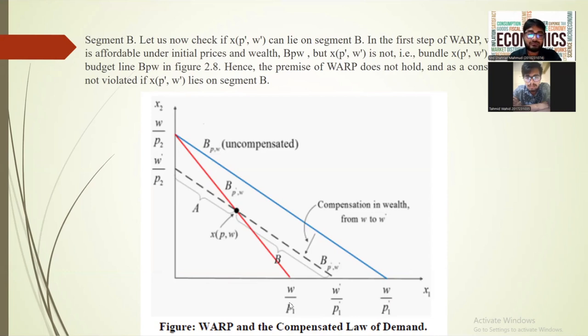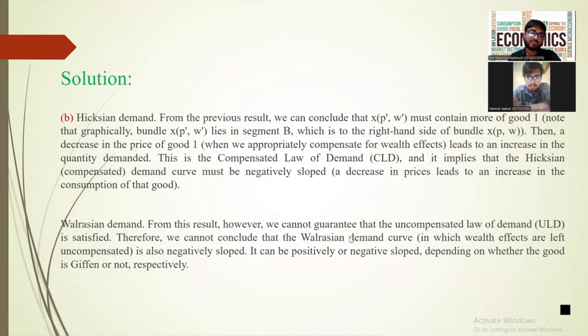Under the initial price and wealth, bundle XPW is affordable, but XP'W' is not, because it lies strictly above the budget line BPW. So this replacement means the premise of WARP does not hold, and hence WARP is not violated. Therefore, we can conclude that XP'W' must lie on segment B, which is to the right-hand side of the initial bundle XPW.